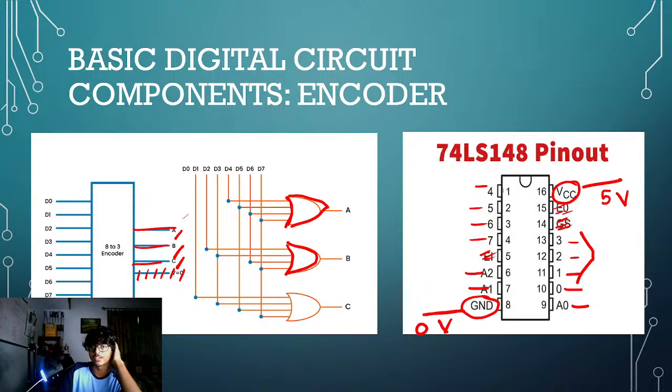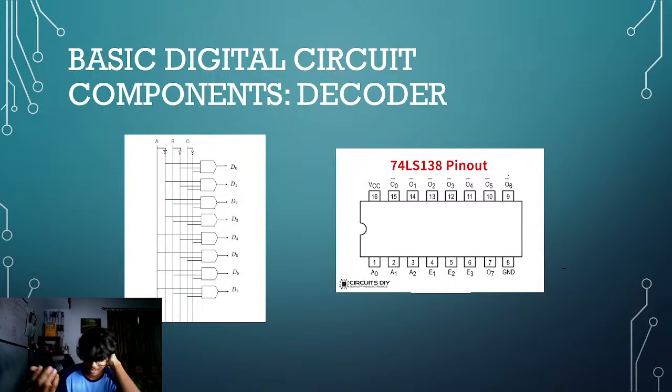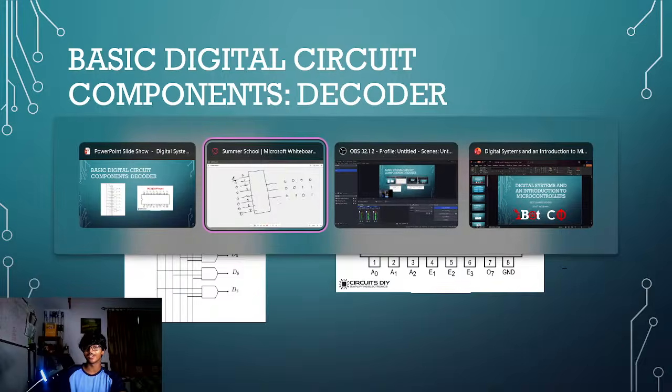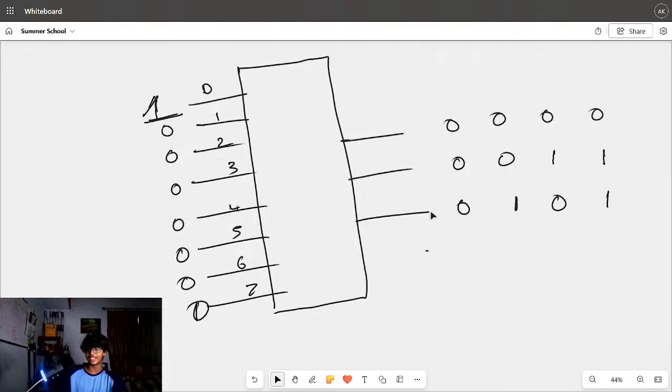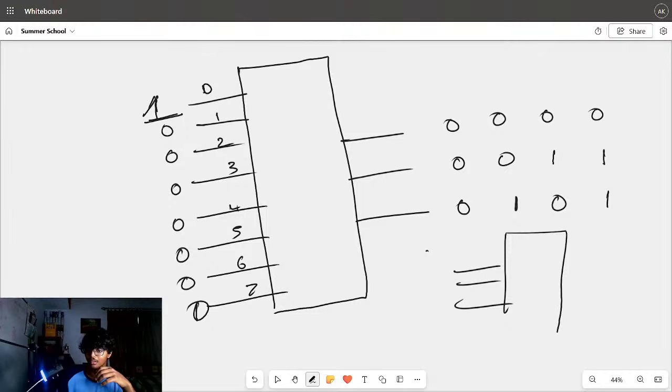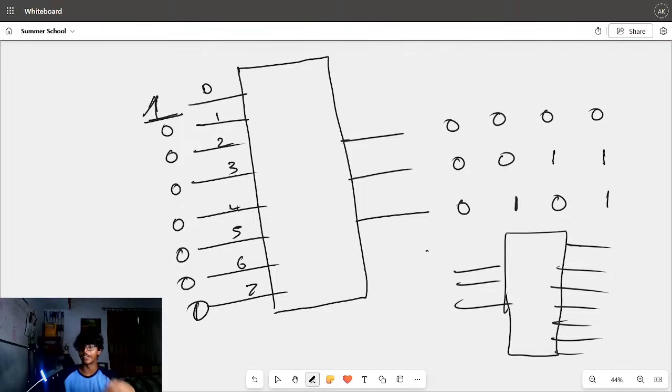Okay, so I assume you know what a decoder is by now. It's just the same thing. You take the three inputs that you get from an encoder, and a decoder essentially converts it back to the original eight inputs.